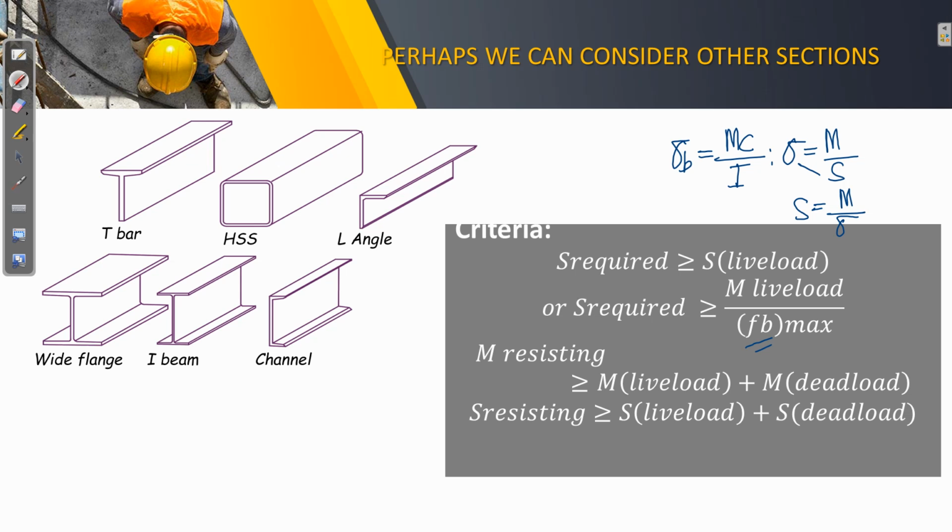Okay. So as for the resisting moment, we should have placed here M resisting. Okay. So M resisting should always be greater than or equal to the sum of the moment caused by the live load and the moment caused by your self weight or the dead load. And then S resisting further should be greater than or equal to S by the live load, or the section modulus required by the live load, and the section modulus required by your self weight or your dead load.